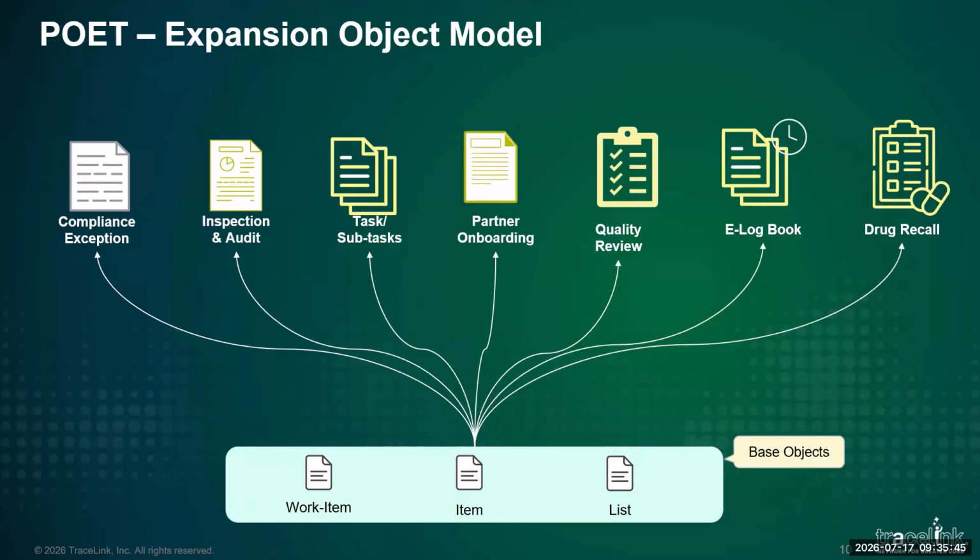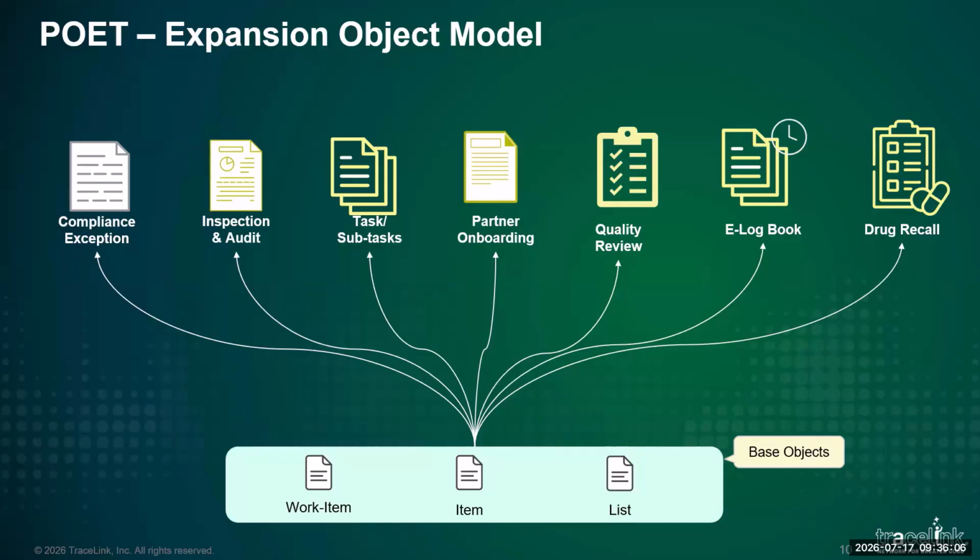For example, a compliance exception uses work items to drive tasks, documents to store evidence, and lists to manage structured data. A drug recall uses the same core components but applies them in a different business context. This approach ensures consistency while allowing flexibility.